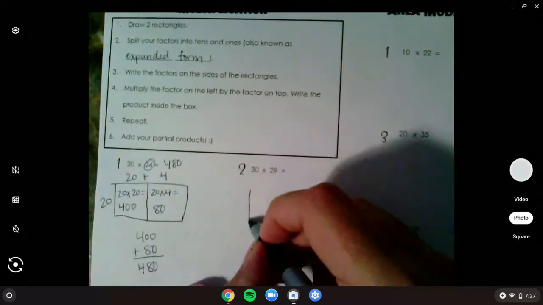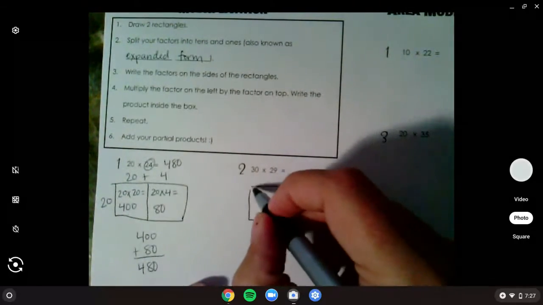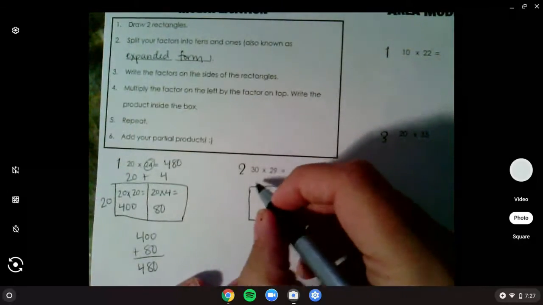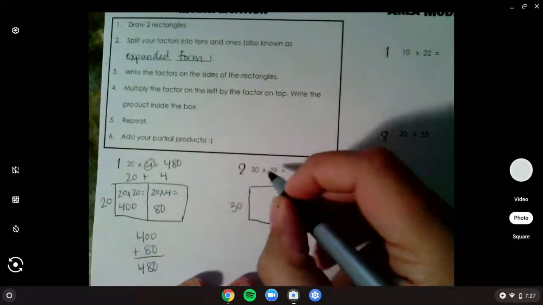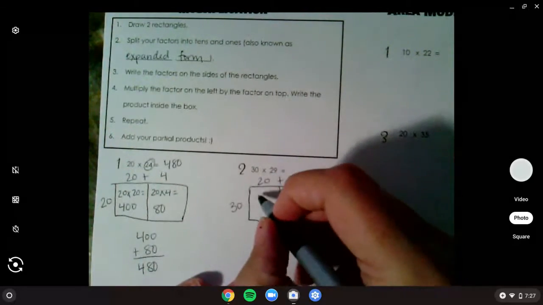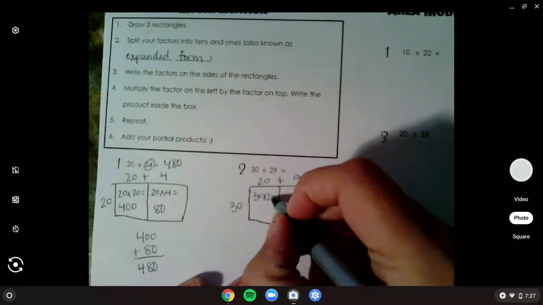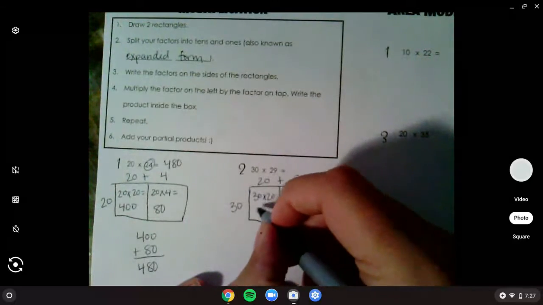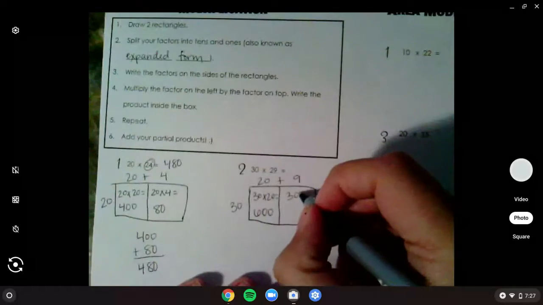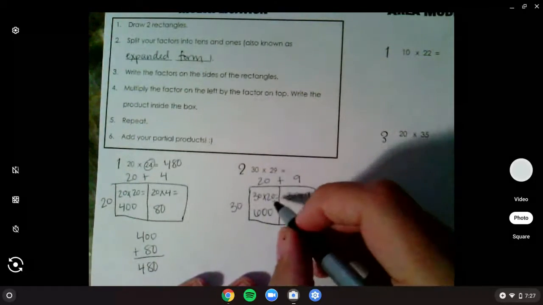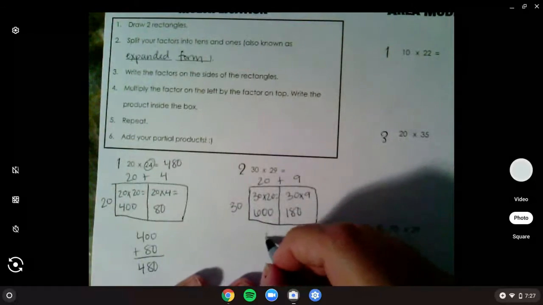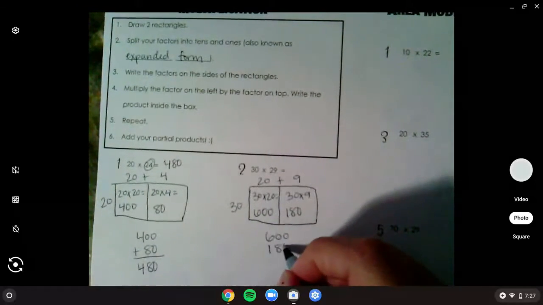All right, so for this one, what I do is take 30 and then do 20 plus 9, and do 30 times 20 equals 3 times 2 is 6, add 2 zeros, and do 30 times 9. 9 times 3 is 18, and add a 0, and then I add up my partial products.